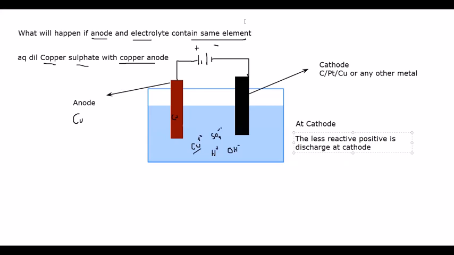So which is less reactive when you check the reactivity series? Which is less reactive here? Because it's a copper sulfate solution, it contains a copper ion, it contains sulfate ion, and aqueous, I mentioned, so it contains hydrogen ion and hydroxide ion. Which is less reactive, copper ion or hydrogen ion? Copper or hydrogen, which is less reactive?